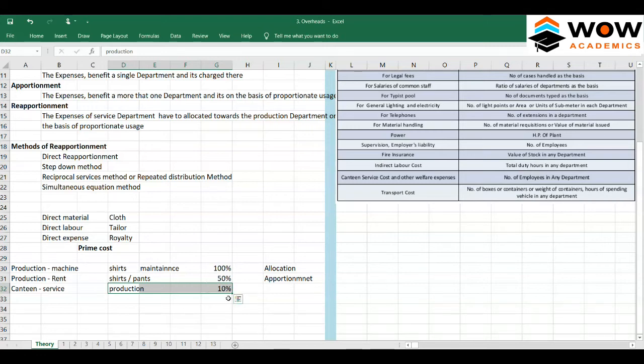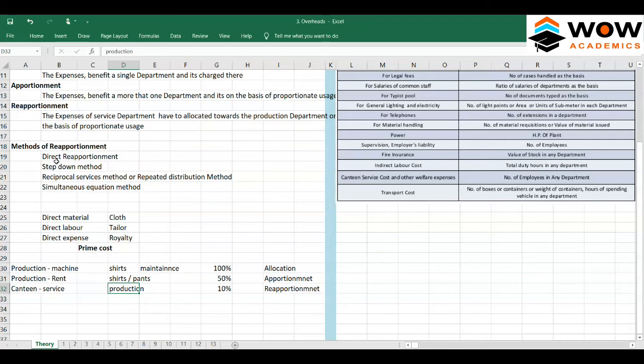This is called reapportionment. So any service center cost which is split into the production department cost is called reapportionment. It is called reapportionment because we have to once again reapportion the production department cost on some basis to the shirt or to the pant.